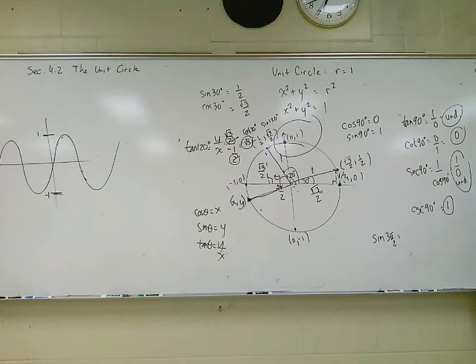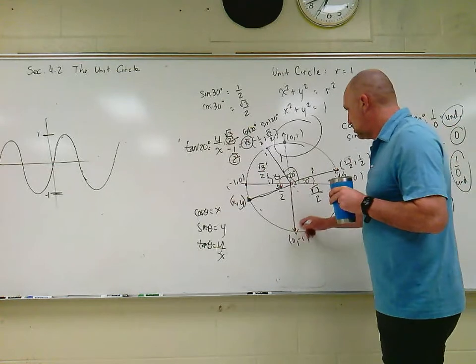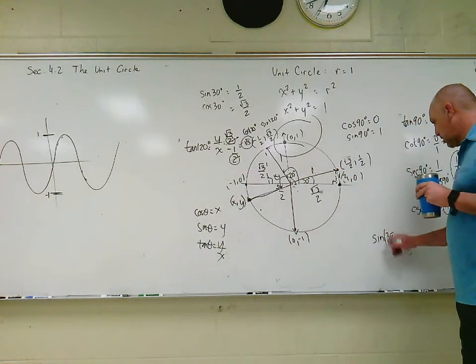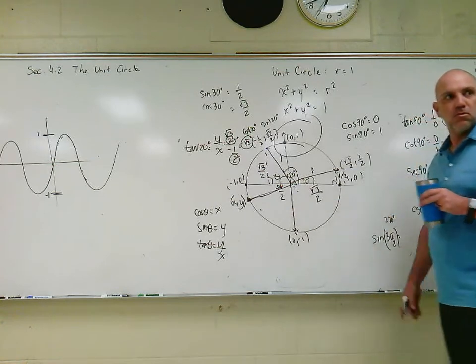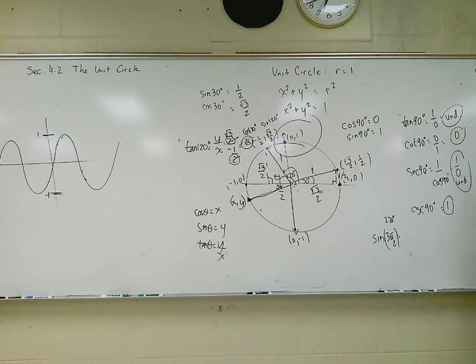So is that point on the board? Yes, it is. So where's 3 pi over 2? It's (0, -1). It's this angle here. 3 pi over 2 is the same as 270 degrees. Bam. So what's my answer? -1.